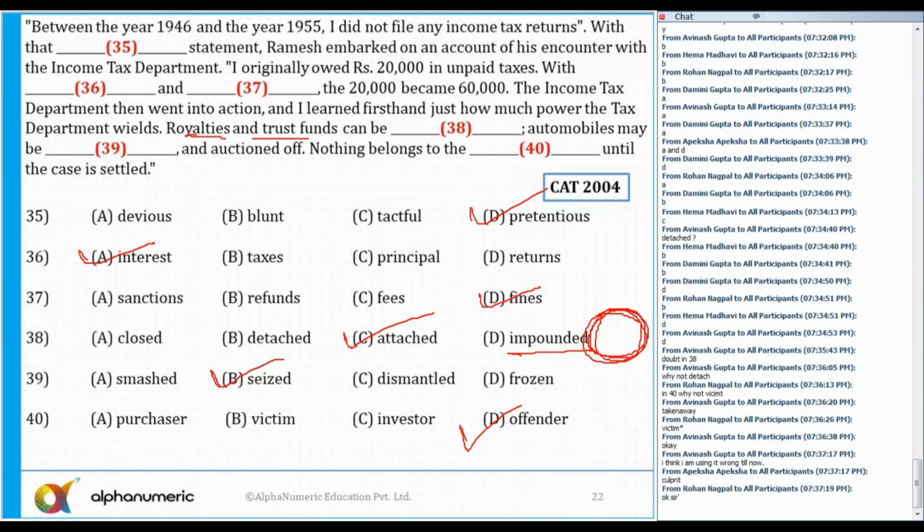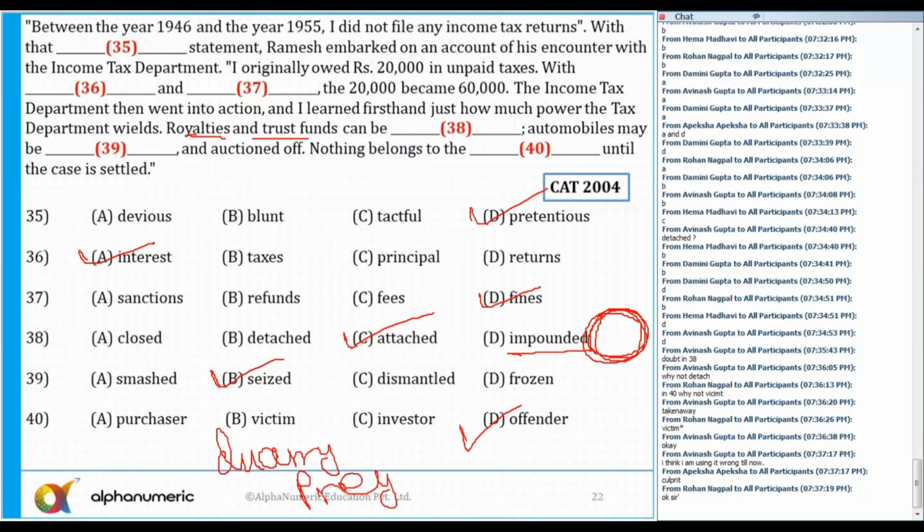Victim means, I mean, you are the culprit. You are not the victim. Victim means you are the prey. You are the person who has suffered losses. You are the person who has suffered the wrong. The wrong has been done to you. But in this case, no wrong has been done to you. You have not paid the taxes. So in fact, you have done something wrong. You are the offender.